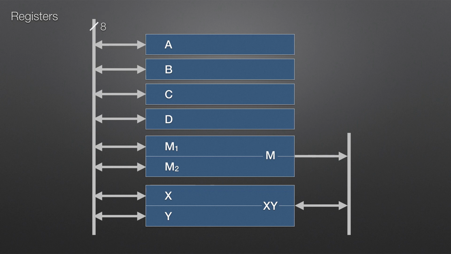So just remember that the bus on the left is the data bus, and that's 8 bits wide, and the bus on the right is 16 bits wide. Right, so that's enough for registers. Let's take a look at the ALU.